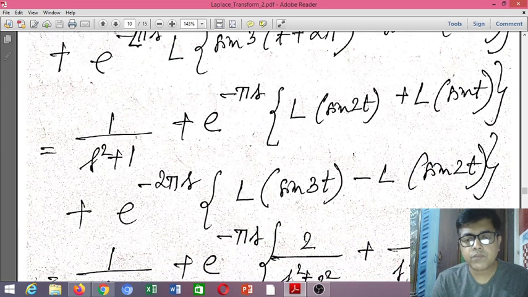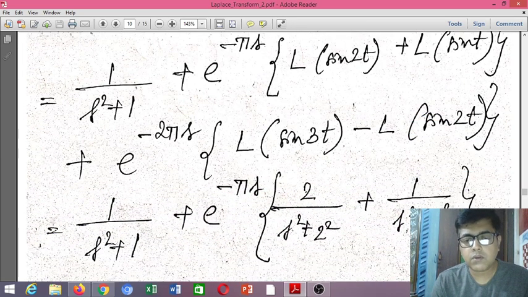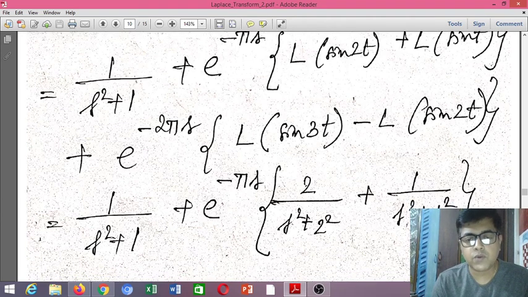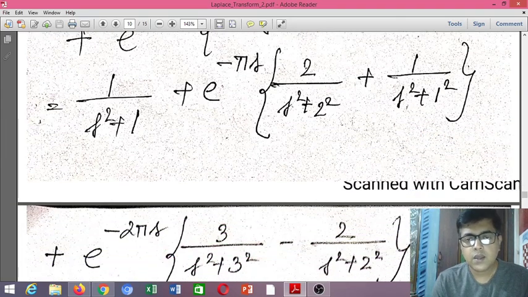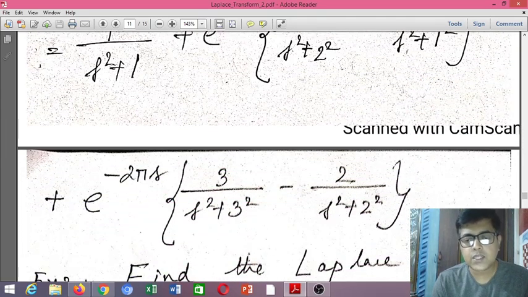Now we apply the basic result of L of sine bt, which we wrote earlier. So L of sine 2t is 2 by s square plus 2 square. L of sine t is 1 by s square plus 1. And plus e to the power minus twice pi s, the third term, it is 3 by s square plus 9 minus 2 by s square plus 4.